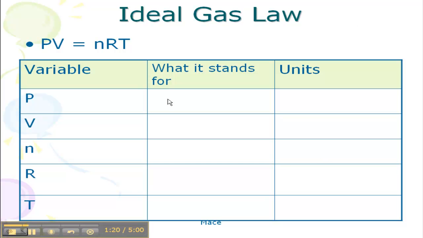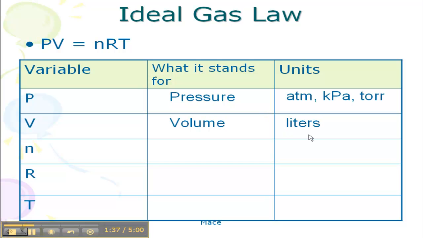P stands for pressure, and the units of the pressure can vary. We can use atm, kilopascals, torr, or even millimeters of mercury. V stands for volume, and that unit must be in liters. Has to be in liters. So if you have milliliters, you have to change it. N stands for moles, of course.